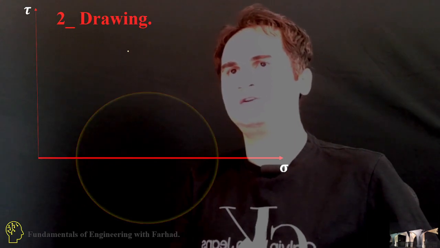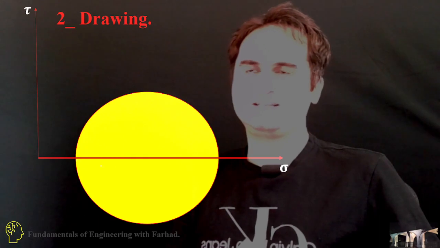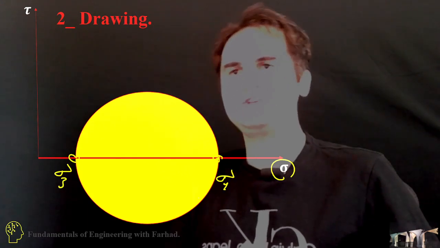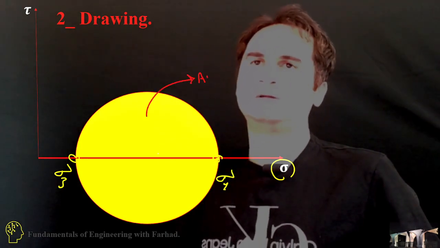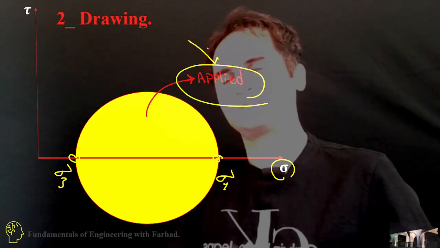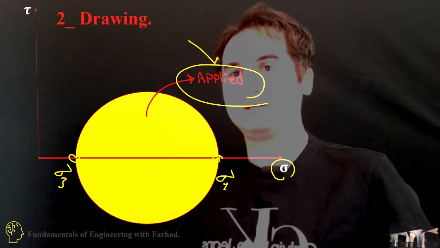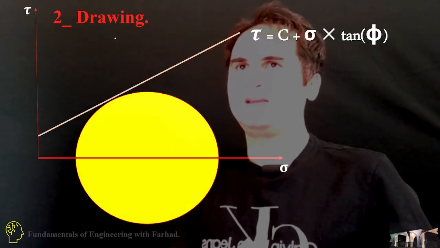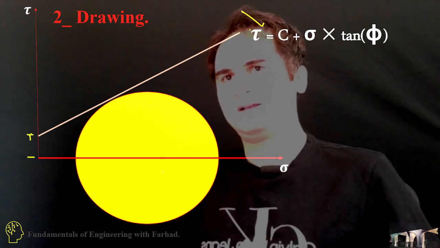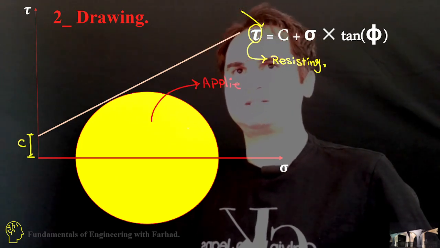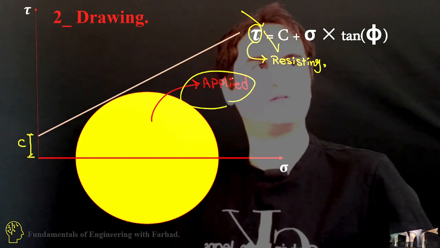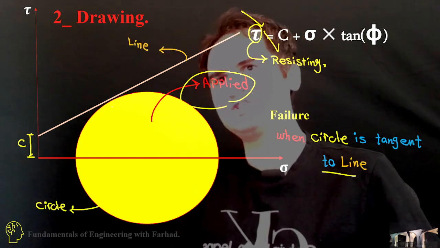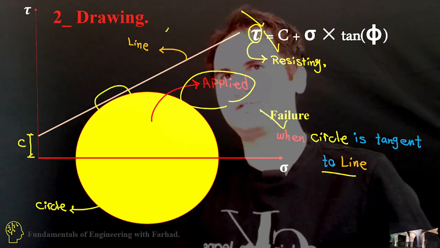And also by drawing, you can draw a circle like this, the effect of sigma major and minor, the Mohr circle, also in a soil sample. So this is the applied one. The first part was the resisting part. The circle is the applied load, like the normal stress applied to the soil. We have our resistance, which is this line, and our applied load, which is the circle. And this is the resisting formula for soil. Failure is when these two are tangent to each other, when the circle is tangent to the line, we can say failure happens by the drawing method.